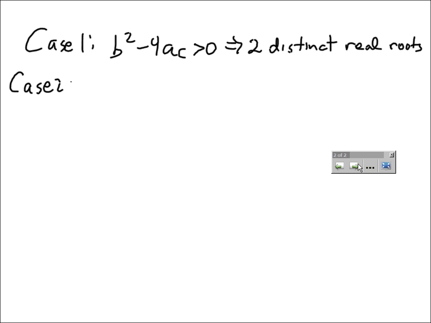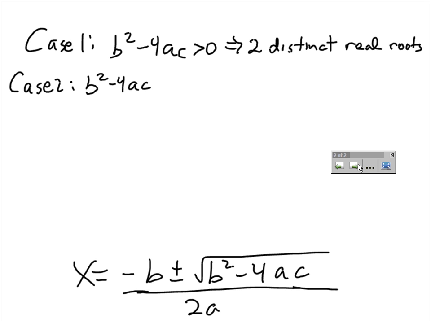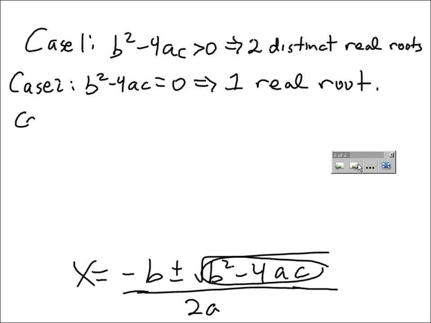Case 2. If what's underneath the radical in the quadratic formula, x is negative b plus or minus the square root of b squared minus 4ac, the whole thing over twice a, this is what's under the radical. And if it equals 0, that means you have one real root. And case 3 is actually going to be similar to case 1.